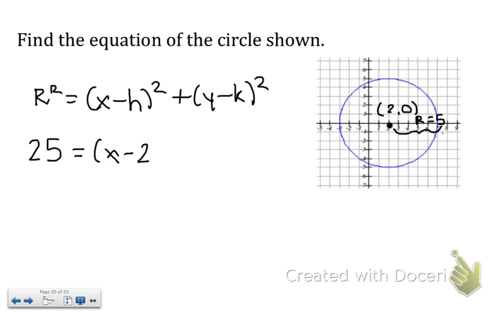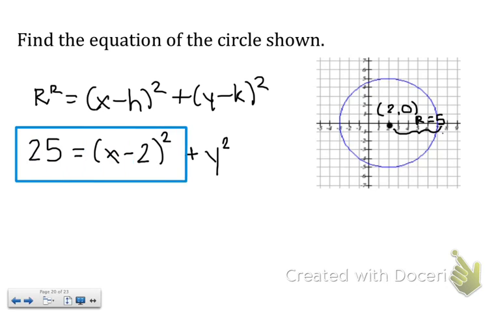(x - 2) squared plus (y - 0) squared. But when I've got a 0 there, I don't need to write it because y minus 0 is really just y squared. So let me erase that parenthesis too. Okay. And this is our equation of the circle that you see on the right.